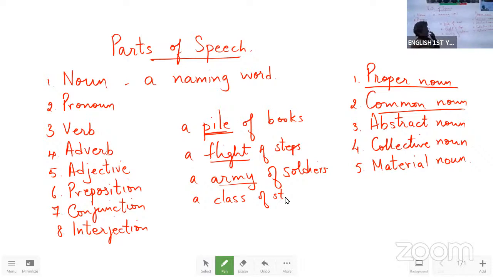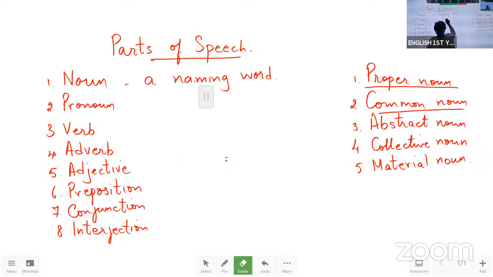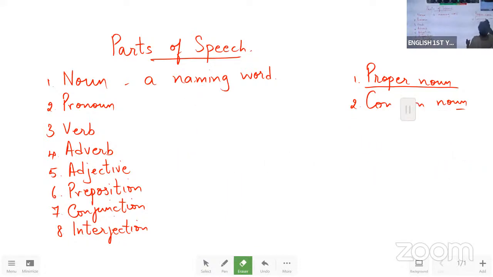And already I explained material. Material has recently come up and it means the material. You should know gold, silver, bronze, zinc, all these come under material now.